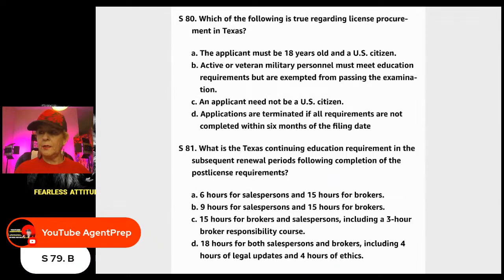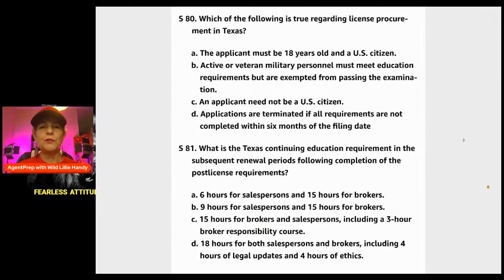Number 80. Moving right along. Which of the following is true regarding licensure procedure procurement in Texas? So procurement, what is procurement? A, the applicant must be 18 years old and a U.S. citizen. B, active or veteran military personnel must meet education requirements but are exempt from passing the examination. C, an applicant need not be a citizen. Or D, applicants are terminated if all requirements are not completed within 6 months of the filing date.